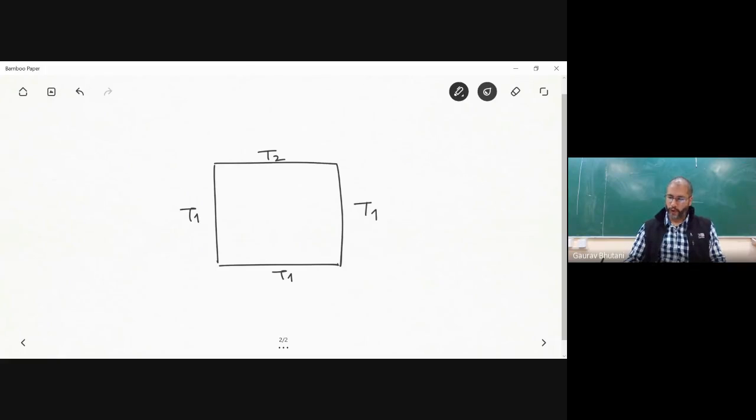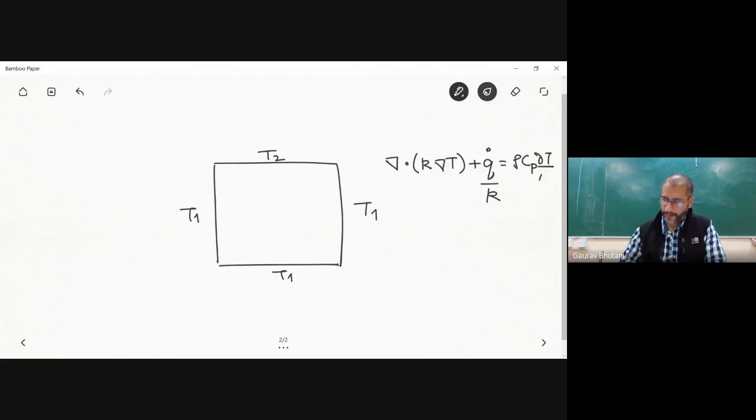All right. So in this case, let's write our heat equation. If you remember, the heat equation was the divergence of K grad T plus Q dot equal to rho Cp partial temperature by partial time. Okay, so this was our heat equation. Now in this case, we are not assuming any Q dot. So let's say Q dot is 0 and it's a steady state situation, so this is also 0.